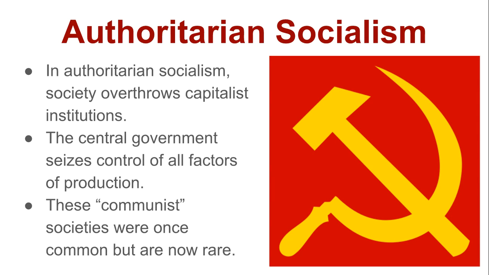The balance to that is authoritarian socialism. This is where society overthrows all capitalist institutions. Private property on a large scale is abolished, and the central government seizes control of all land, major sources of labor, and capital. This is then led in a very top-down system where one ruler or one small group of rulers who claim their authority from the public make all of the economic decisions that affect that public.